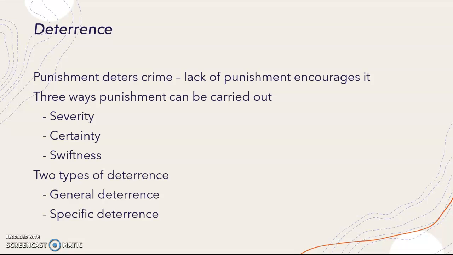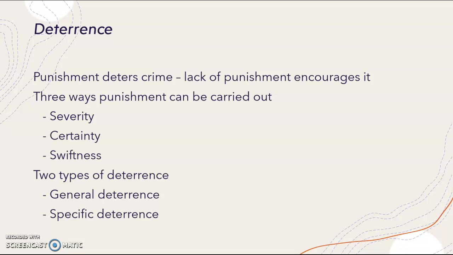The deterrence theory states that punishment deters crime, while lack of punishment encourages it. There are 3 ways punishment can be carried out. Punishment can be more or less severe. It can be argued that if the punishment for a crime is more severe, it could deter people from wanting to commit that crime. Punishment can be more or less certain. Studies show that if a crime is more certain to be punished, people are less likely to partake.